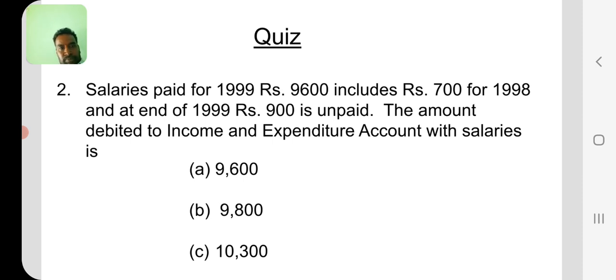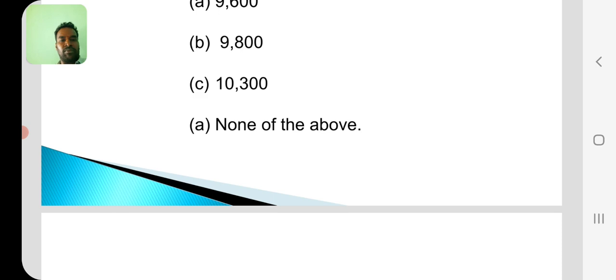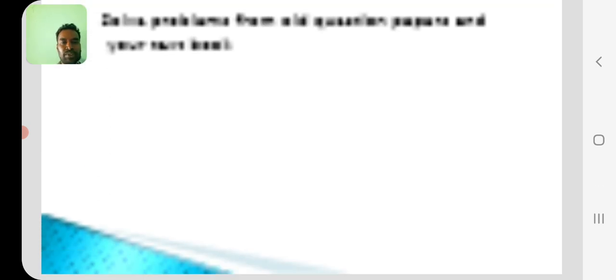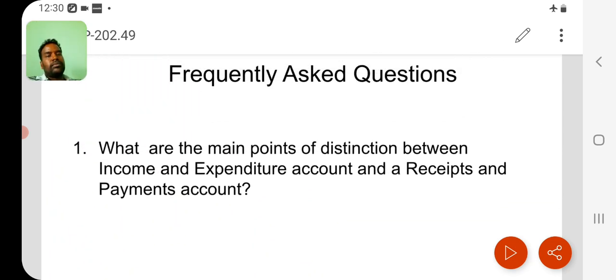Next one, salaries paid for 1999 is 9,600, which includes 700 for 1998, and at the end of 1999, 900 is unpaid. The amount debited to the income and expenditure account for salaries is... So 9,600 includes 700, so minus 700, and 900 is to be added. So 8,998 is... B is the right answer. So this way we may prepare the income and expenditure account. Okay.